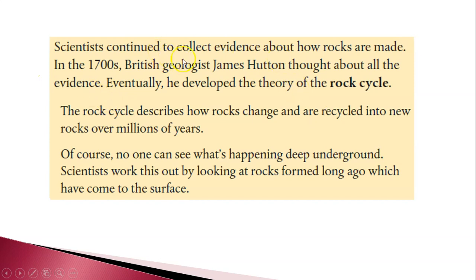The scientists continue to collect evidence about how rocks are made. In the 1700s, British geologist James Hutton thought about all the evidence. He combined all the evidence. Eventually, he developed the theory of the rock cycle. This rock cycle describes how rocks change and are recycled into new rocks over millions of years.